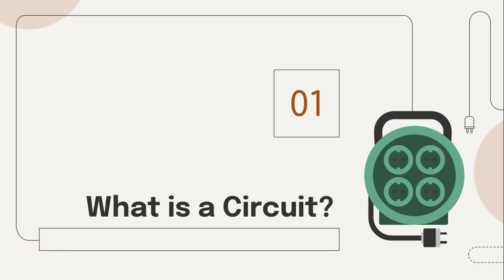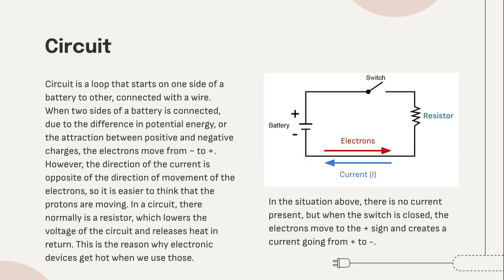So what is a circuit? A circuit is a loop that starts on one side of a battery to the other, connected with a wire. When two sides of a battery are connected, due to the difference in potential energy or the attraction between positive and negative charges, the electrons move from negative to positive.